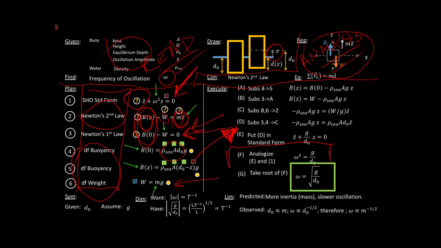The interesting thing is I can use an analogy, right? Analogies are awesome. What that's saying is that I'm looking at this equation 1 and comparing it to equation E. Equation 1 was z double dot plus omega squared z is equal to 0. So these two equations are almost the same. The only difference is we have an omega squared here and a g over d naught here. So that meant that omega squared had better be equal to g over d naught. And that gave us the oscillation frequency. So that's all we really did in this problem.